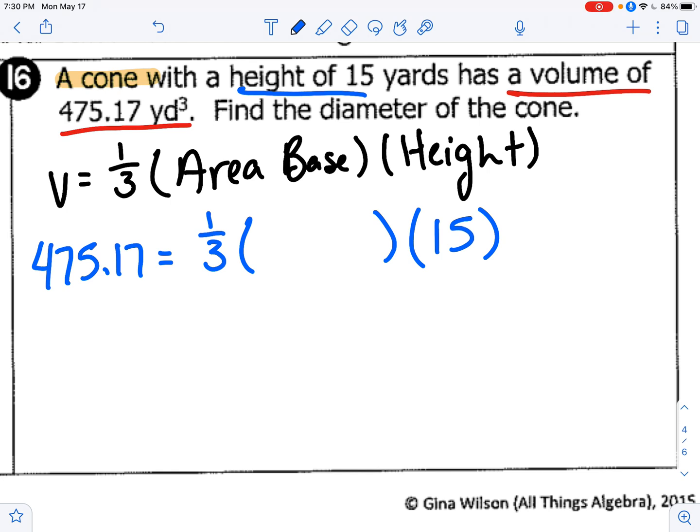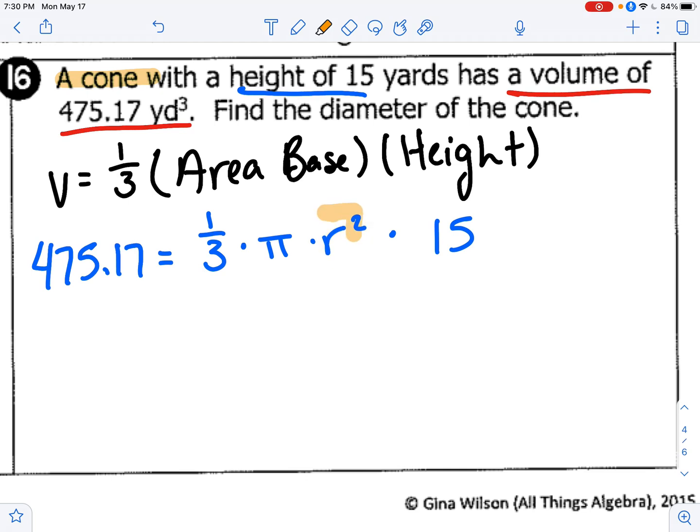Okay, I'm kind of stuck here. I don't know what the area of the base is. But again, do I have a generic formula for the area of a circular base? Well, I do. That's just pi r squared. So I'm going to plug in pi r squared as my generic area of the base formula. And now look what we have here. This is a number, that's a number, that's a number. I only have one variable to solve for.